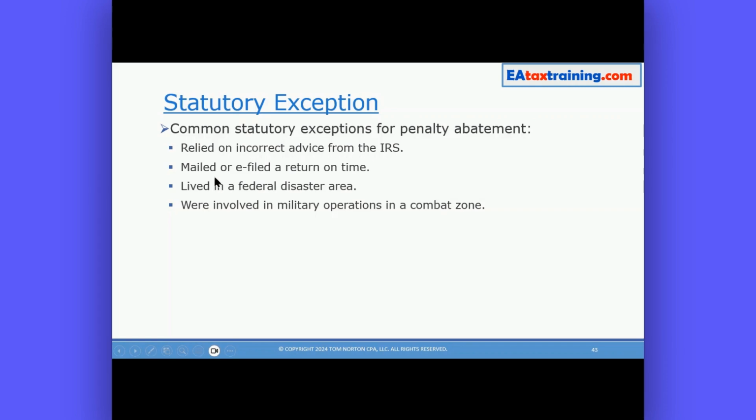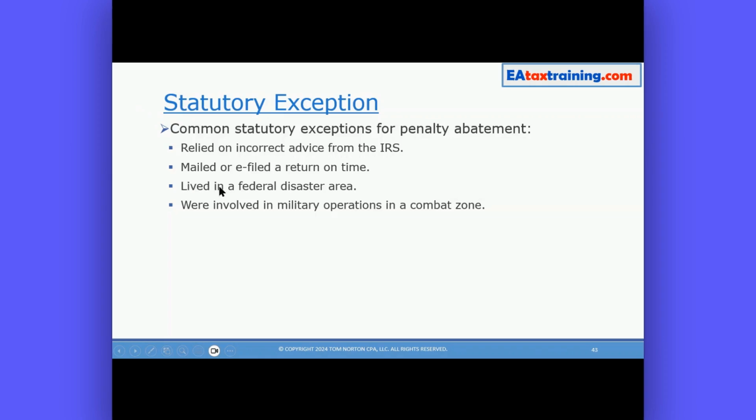Another exception is if you mailed or e-filed your return on time. Usually it's going to be when the return was postmarked. So if you mail your tax return, let's say it's your 1040, you mail it on April 15th and it's postmarked April 15th, and you can prove that, then there will not be a penalty. This is another reason, if you're sending something to the IRS, I recommend you send it certified mail, return receipt requested, because that will prove when you mailed it.